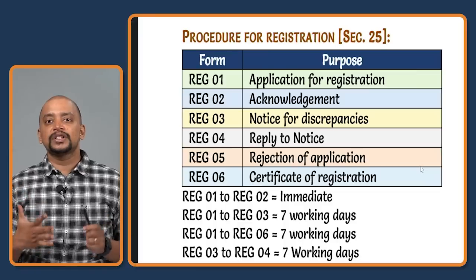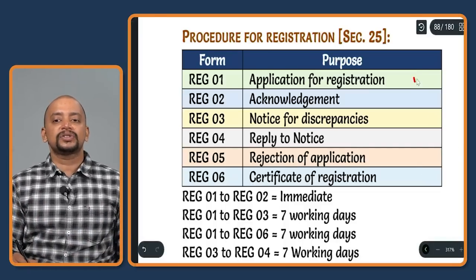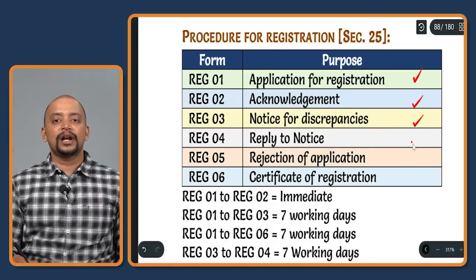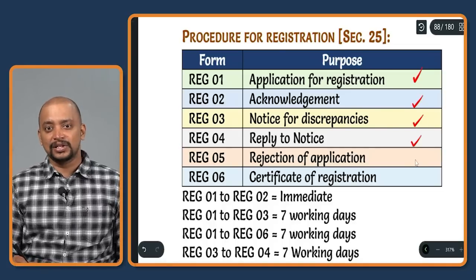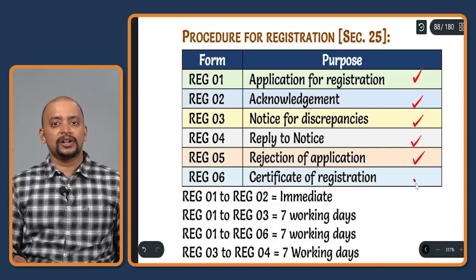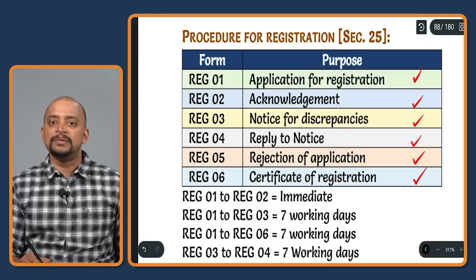To understand this procedure for registration, a total of 6 forms you need to remember. REG1, application for registration. REG2, acknowledgement. REG3, notice. And REG4, reply to the notice. REG5, cancellation, that is rejection of application. REG6, certificate of registration. Whenever we make application for registration, the acknowledgement will be given immediately.